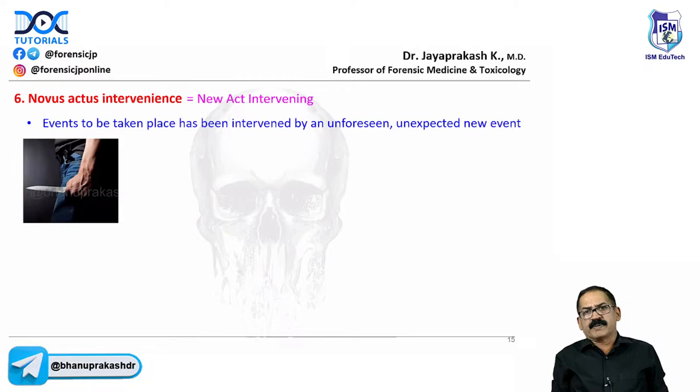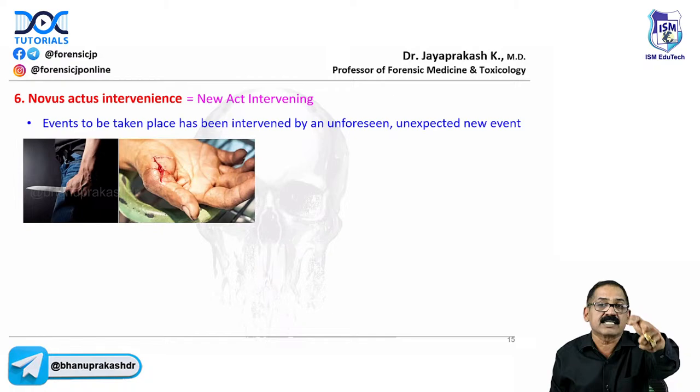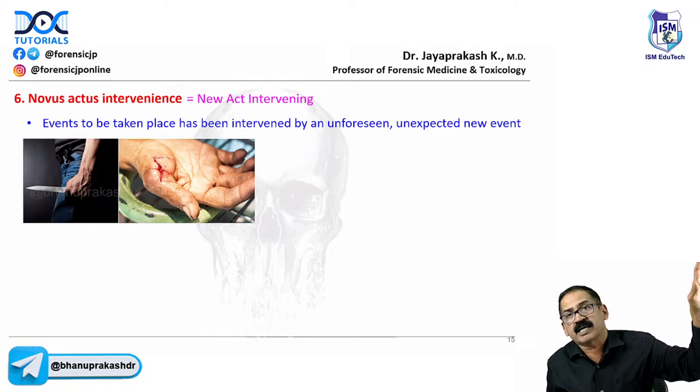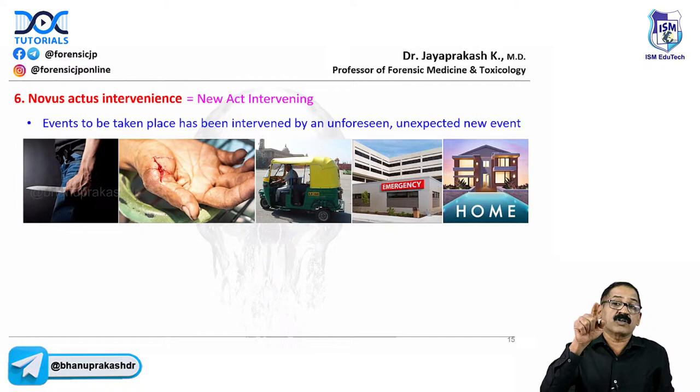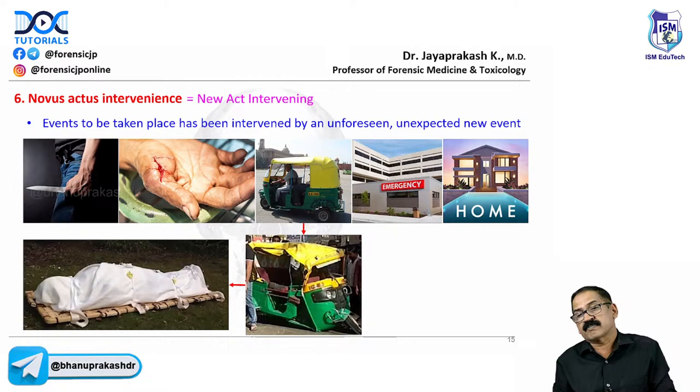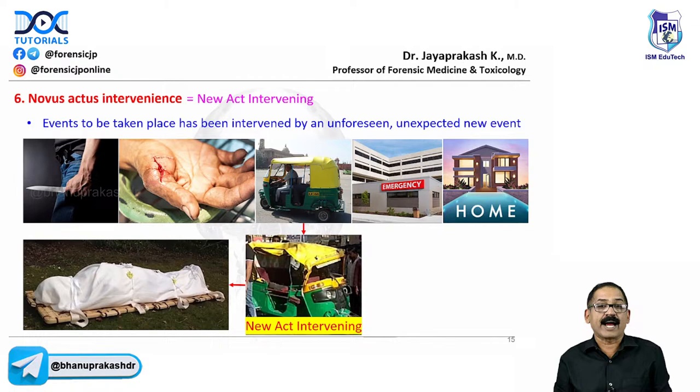For example, a person takes a knife, tries to kill a person, but suddenly he defends himself, and the assailant sustains an injury to the palm. Some people come running and this assailant also runs away. Now he takes one auto rickshaw, goes to hospital, takes treatment, goes back home. But unfortunately, on the way, his auto rickshaw meets with an accident and he dies. Now, the auto rickshaw accident is a new act intervening. Novus actus intervenes. Now, the original assailant will not be charged for murder. He is charged for only causing hurt or grievous hurt by dangerous weapon, but not for murder.